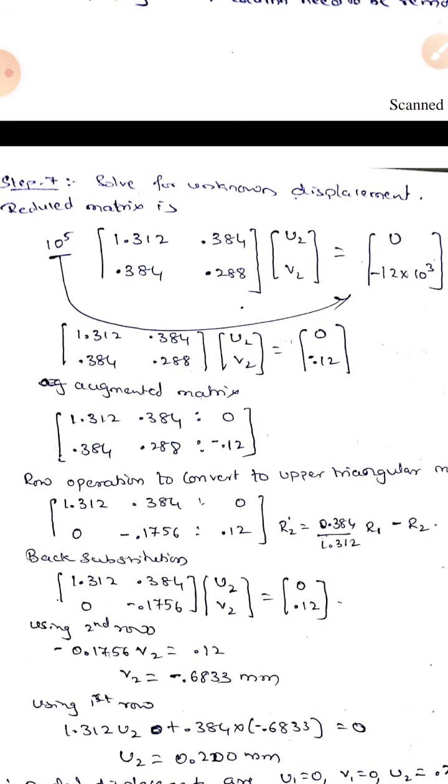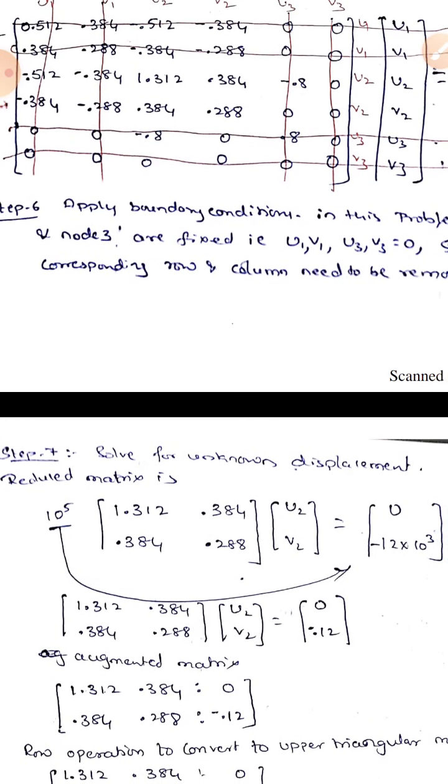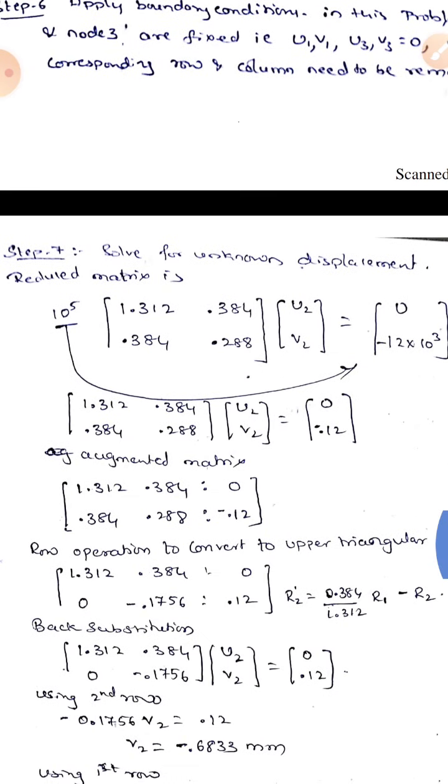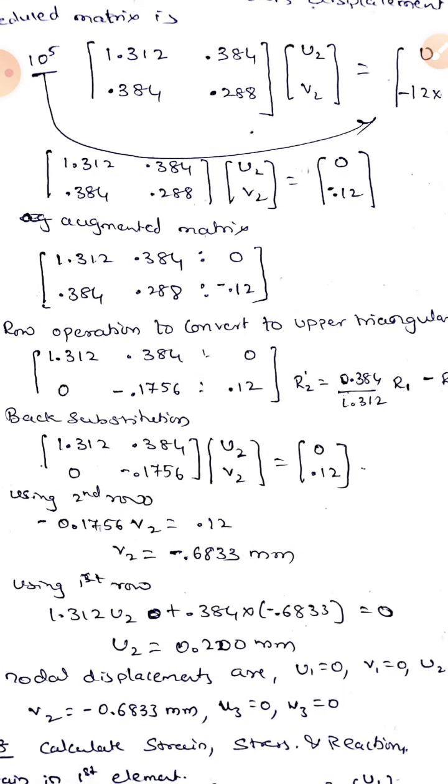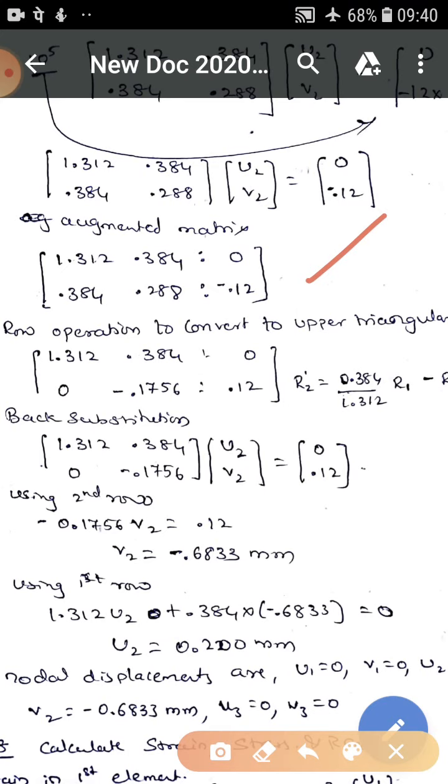10⁵ is common outside. Okay, then the remaining values of that matrix are written: 1.312, 0.384, 0.384, 0.288. Okay, u2 v2, and 0 and minus 12 kilonewton for the force vector. The method we have used is, again, the elimination method, that is the Gaussian elimination method, writing it in augmented form. First write it in augmented form. After writing it in augmented form, you do certain row operations so that you convert it into an upper triangular matrix. After converting to an upper triangular matrix, then do the back substitution. Solve for the second row, you will get v2. Solve for the first row, you will get u2.